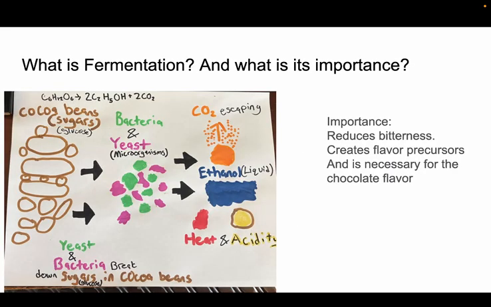So here is a diagram that I drew for what is fermentation. And as you can see, during fermentation, microorganisms like yeast and bacteria break down sugars and glucose in the cocoa beans, which produces ethanol, carbon dioxide, and heat and acidity. And this process is very important because it reduces the bitterness in the cocoa and it makes flavor precursors that are necessary for the chocolate's taste.